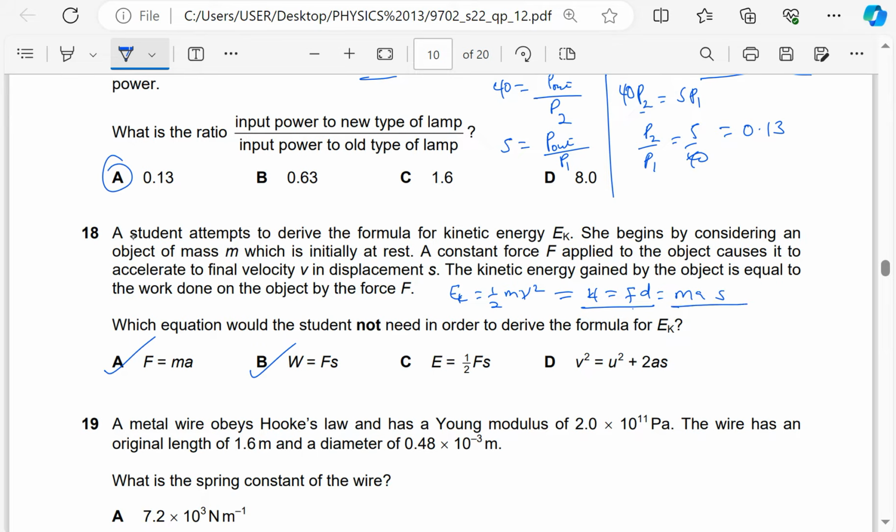We know F is equal to ma, that is not required. If I use F, work done is force times distance, I can tell the acceleration, and I already have the mass. So if I have the acceleration, then I can now find v squared from v squared equals u squared plus 2as. This one is required, so this one is not required. Kinetic energy does not need this; it is an equation for elastic potential energy, a half Fs, so it may not be required.